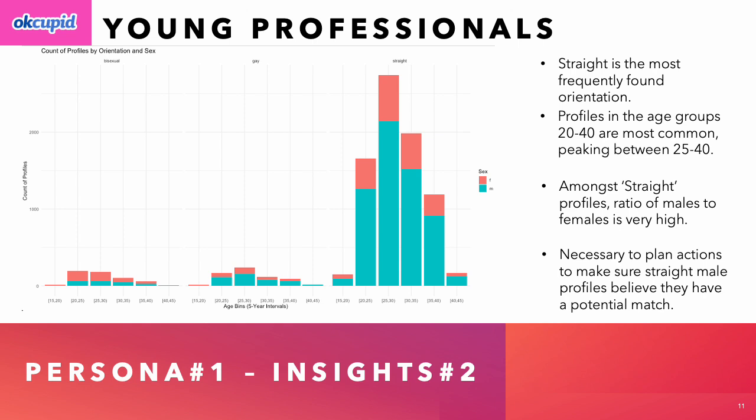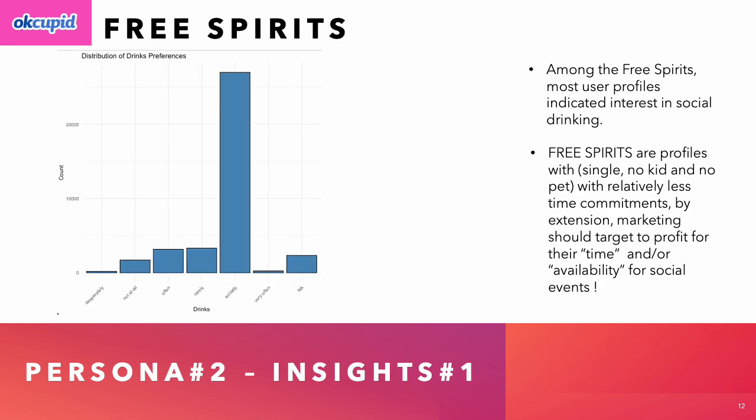Free spirits. Among free spirits, when you plot them on a graph with their drinking habits versus the count of the profiles, you see a lot of user profiles indicating interest in social drinking. Free spirits are profiles, like I said earlier, who are single, have no offspring, and have no pets.